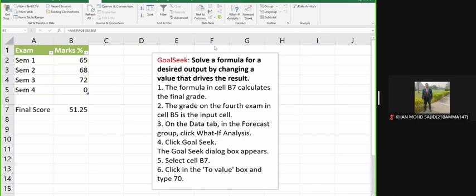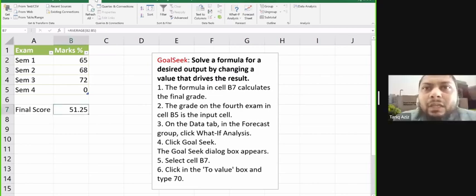So you have to come on the data tab. After coming to the data tab, you have to select on the what if analysis. Select on goal seek.